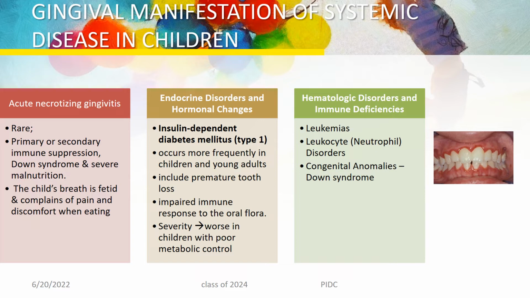Hematologic disorders and immune deficiencies such as leukemias, leukocyte disorders, and congenital anomalies such as Down syndrome all have certain gingival manifestations, and these are mainly because of the systemic changes.